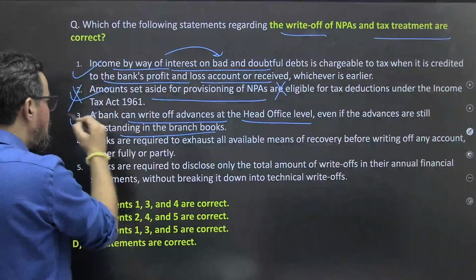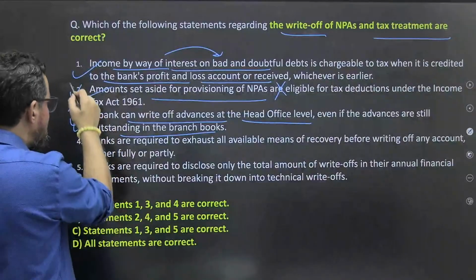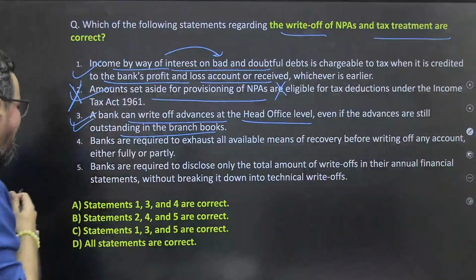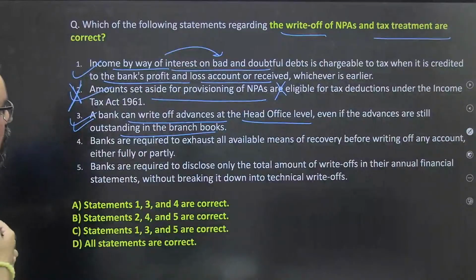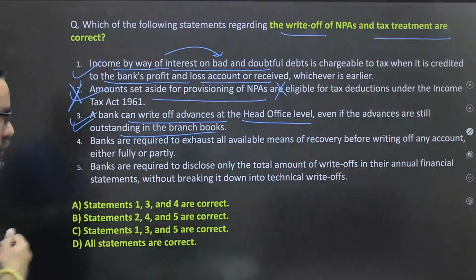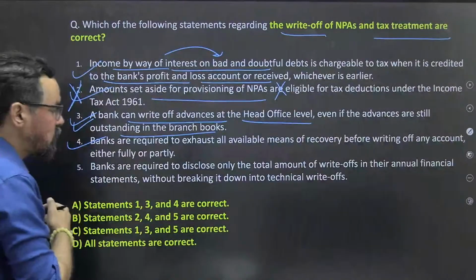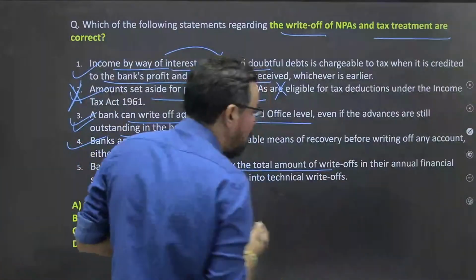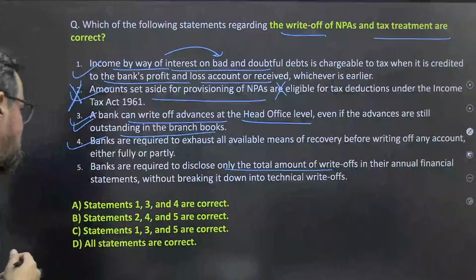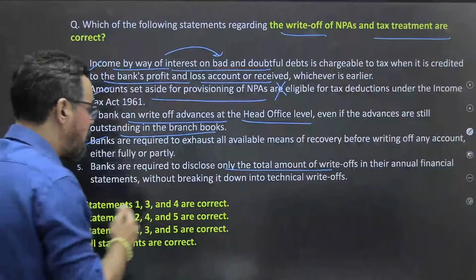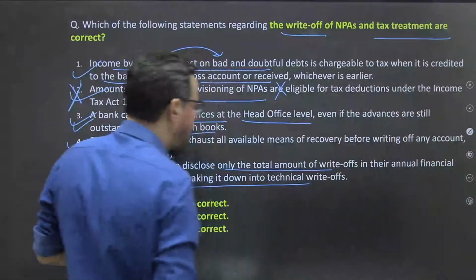हाँ, this is true आपका, ठीक है? This is true and this is wrong, ठीक है? Next one, banks are required to exert all available means of recovery before writing off. बिल्कुल ऐसा करेंगे, ठीक है? Banks are required to disclose only the total amount of write-off in their annual financial statement without breaking it down into technical write-offs. ठीक है?